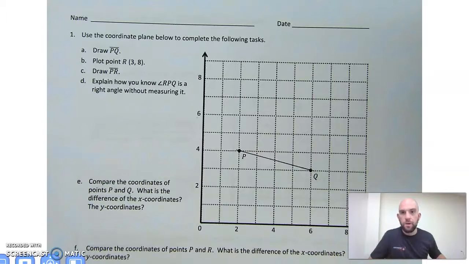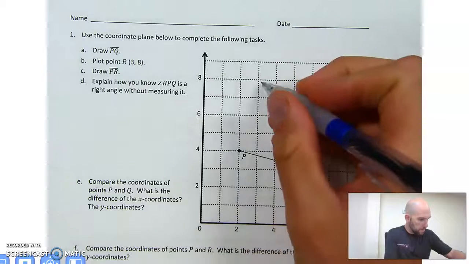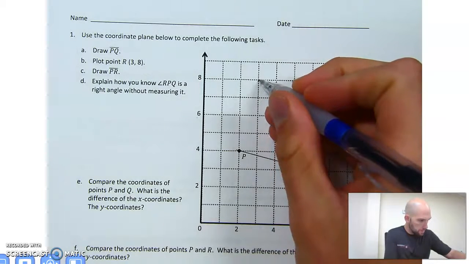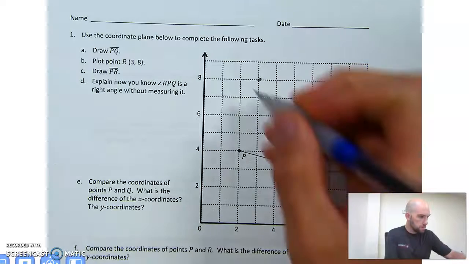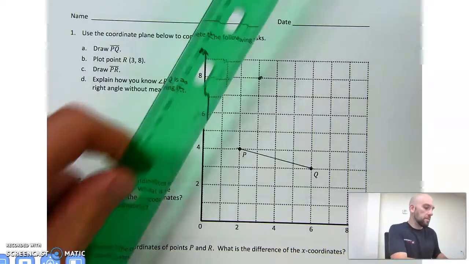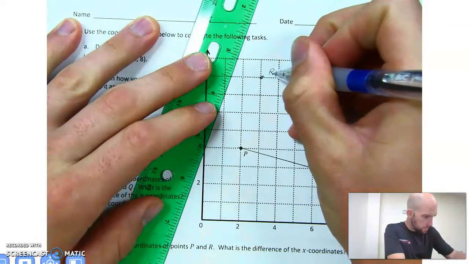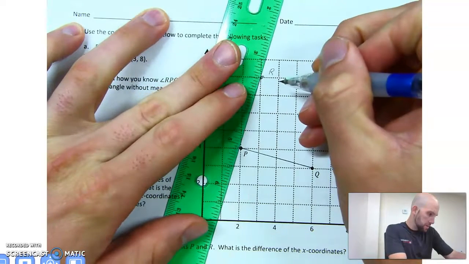Now it asks us to plot point R, which is 3, 8. So 3 here and 8 up here. Now draw line segment PR. So this is R right here, and I connect P and R.